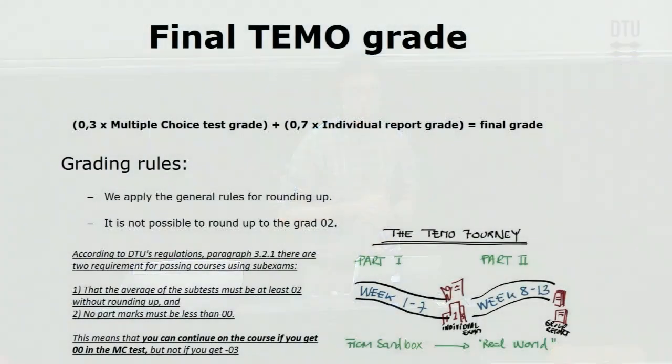The grading of the project, if I understood this well: 30% of the overall grade for your project comes from the multiple choice test grade, and the remaining 70% comes from the individual report grade. The general rules for rounding up apply as well, but it's not possible to round the grade 0-2.